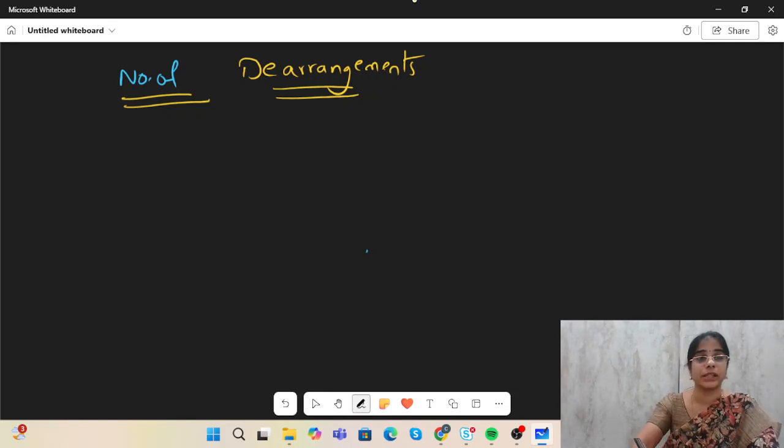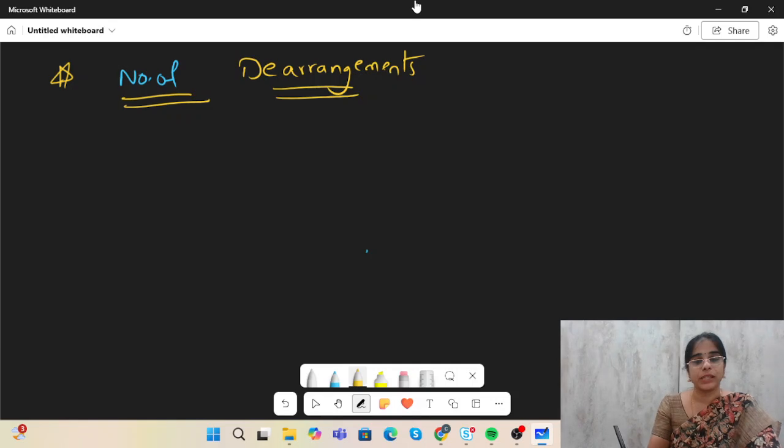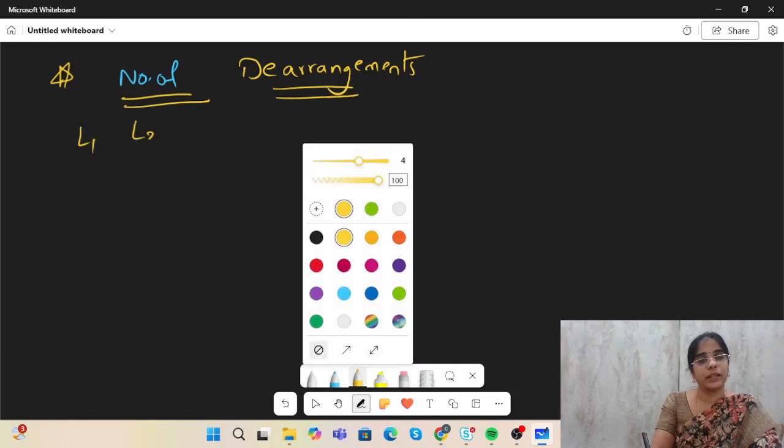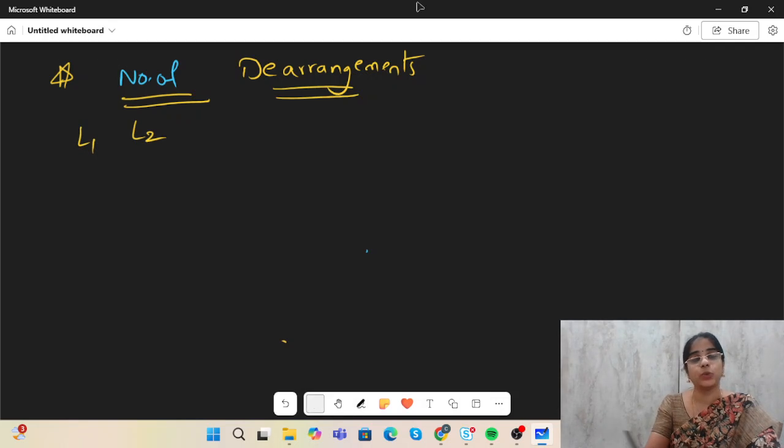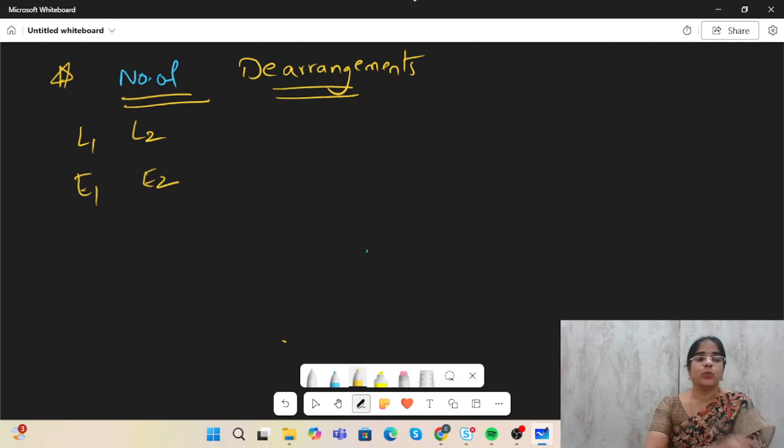Right, now coming to the number of D arrangements. The next concept is the number of D arrangements. What do you mean by D arrangements? See, suppose I have letter 1 and letter 2 and I have to place them into envelope 1 and envelope 2, right? So, what are the possible ways of placing them in the right envelope? If L1 has to be placed in E1, it has to be placed there only. So this is one such combination: L1 to E1, L2 to E2. Both of them I am placing in the right envelopes. That is one such combination, right?